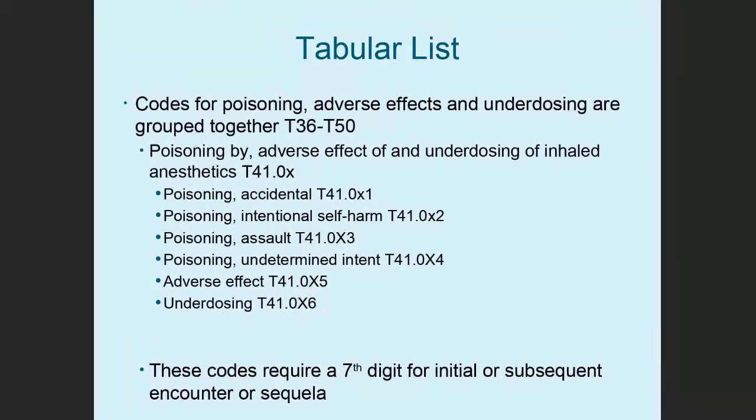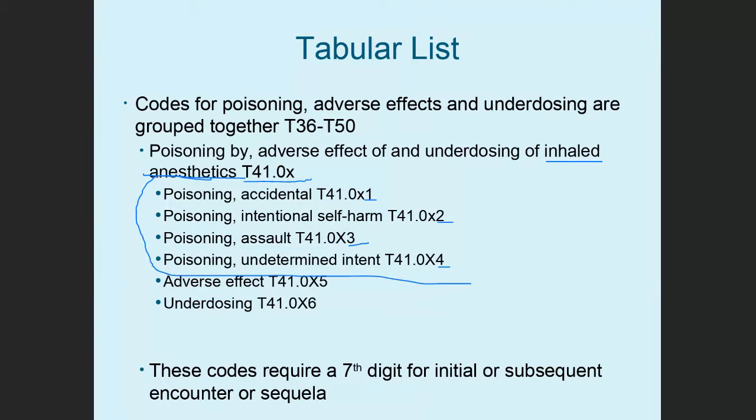In the tabular list, poisoning, adverse effects, and underdosing codes are grouped together in T36 to T50. For example, inhaled anesthetics, T41.0X. So if it's accidental poisoning, it's a 1 digit. If it's intentional, it's a 2. If it's an assault, it's a 3. Undetermined, it's a 4. So these are all for poisoning.